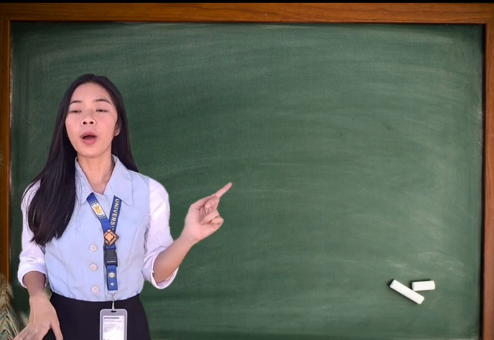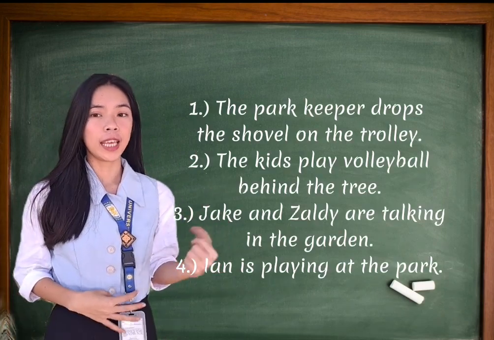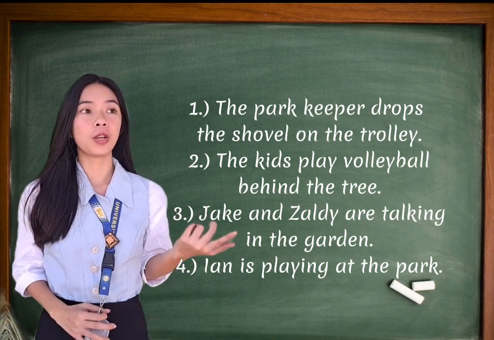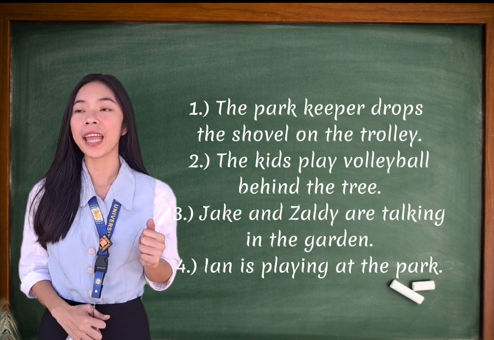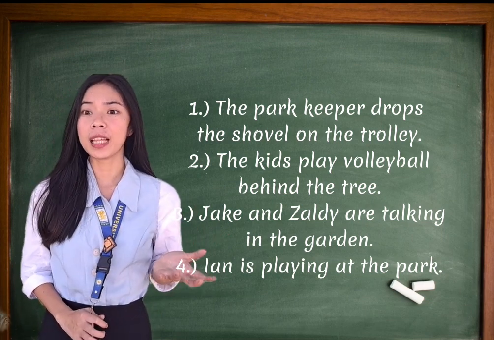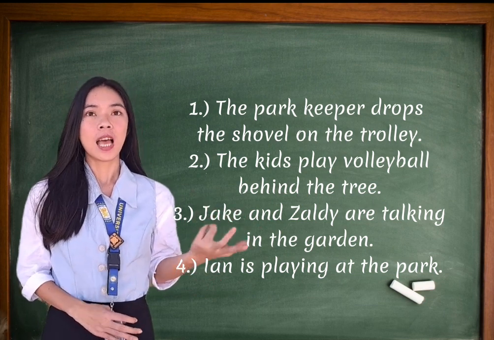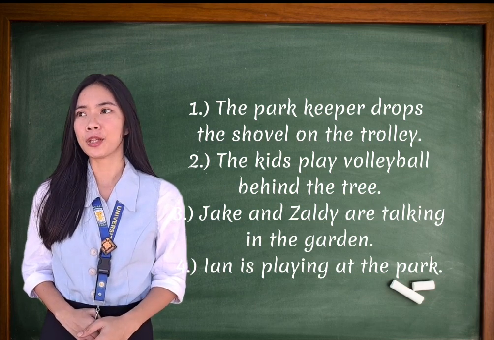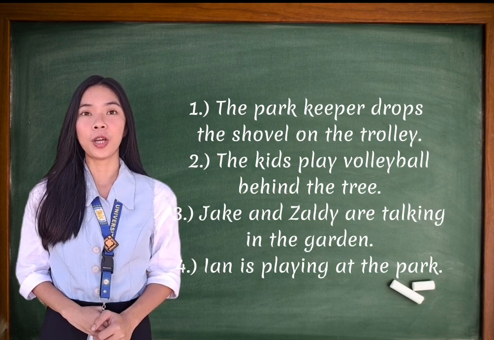For number 1, the park keeper drops the shovel on the trolley. So where did the park keeper drop the shovel? Okay, very good, on the trolley. For number 2, the kids play volleyball behind the trees. So where do the kids play volleyball? Okay, very good, behind the trees. Number 3 is Jake and Saldi are talking in the garden. So where are Saldi and Jake talking? Okay, very good, in the garden.